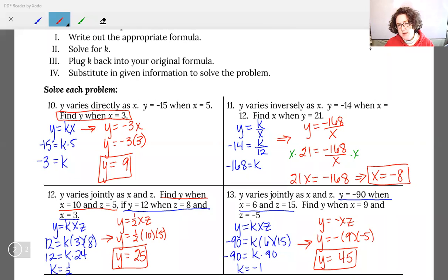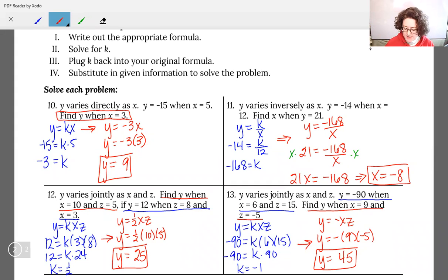Alrighty, so again, be careful that you are using the correct set of info to write your equation. I found that k was equal to -1 when I solved that out. So my new equation was y equals negative xz, plugging in the info that they gave us in the second equation. So find y when x equals 9 and z equals negative 5. Well, 9 times negative 5 gives me negative 45 times the negative that is out in front. We get y equals 45.